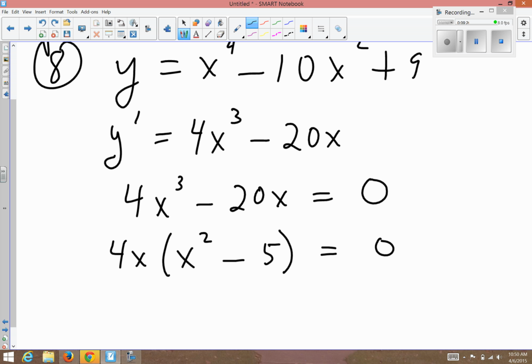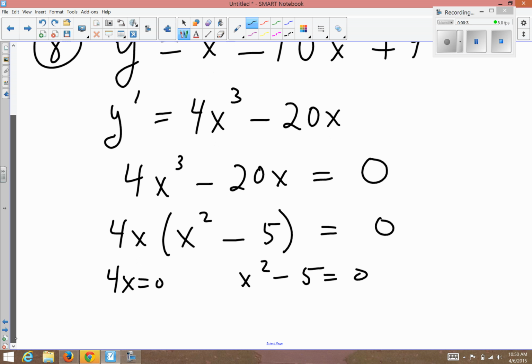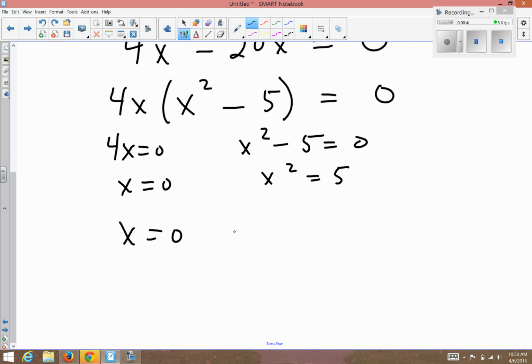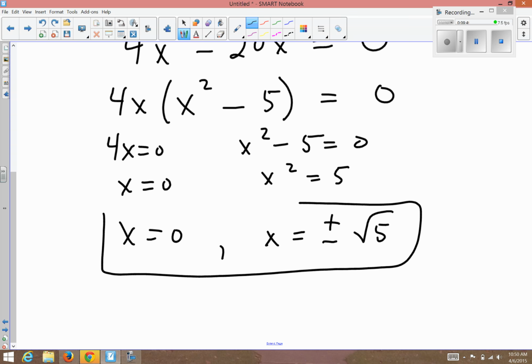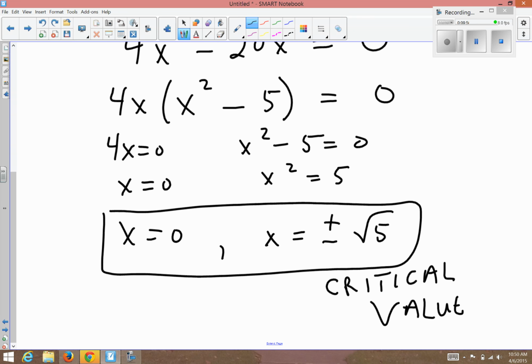So the derivative of the given function equals 0 when x is 0 and when x is plus or minus the square root of 5. These numbers that make the derivative 0 are called critical values. Values of x for which the derivative is equal to 0 are called critical values.